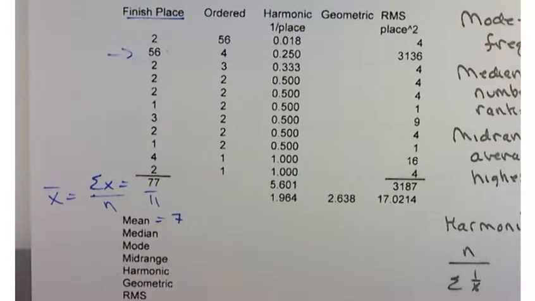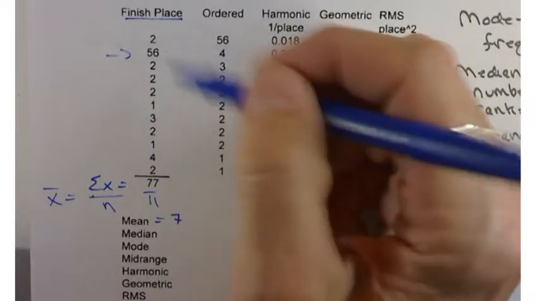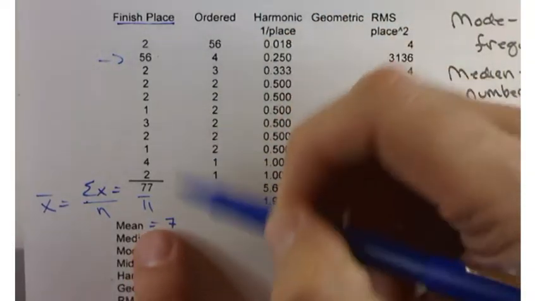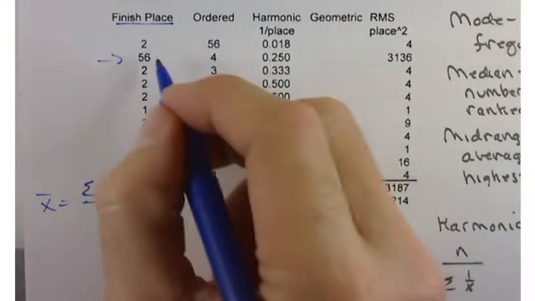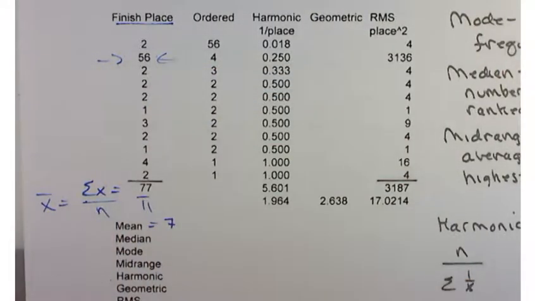Does 7 seem to be representative of how this person typically finishes? No. There's no 7th place finish there at all. And then you got this one oddball one. But what do you think's happening? How come I got this 7 here? What went wrong with our average? Yeah. This giant outlier. Well said.